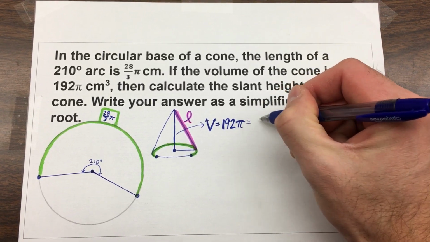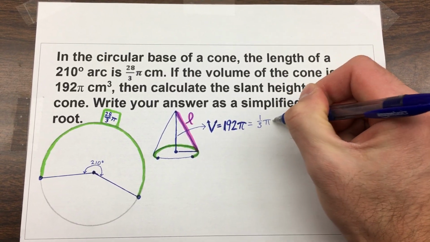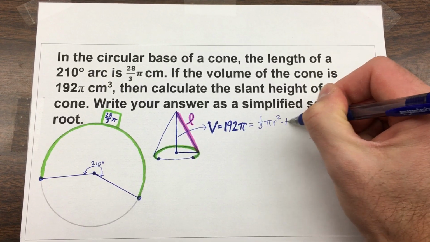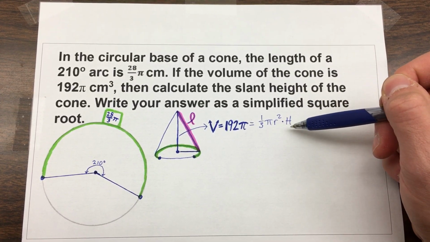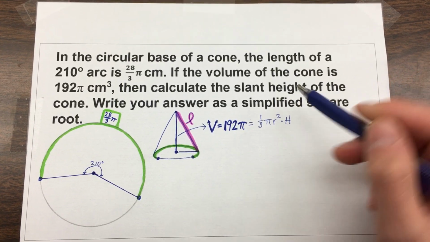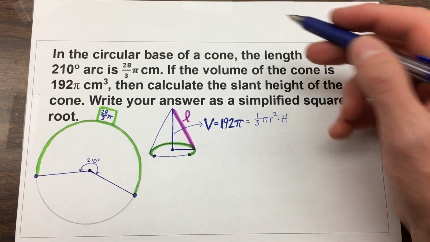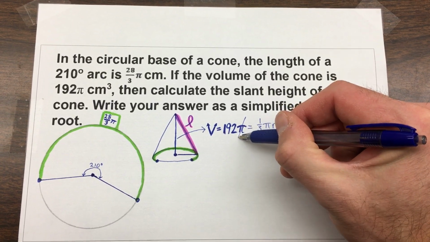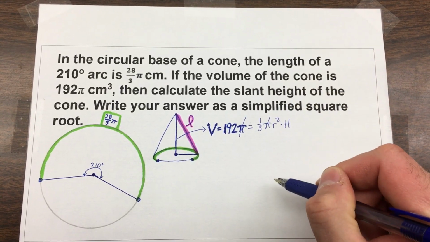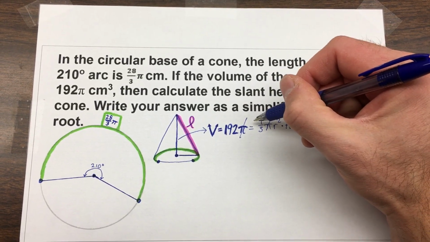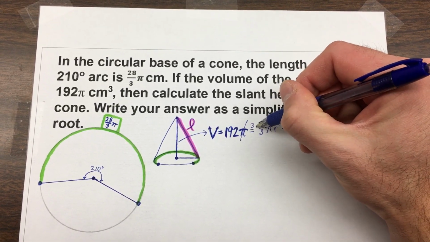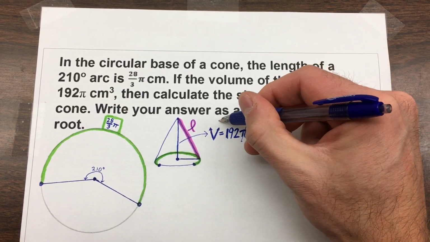So volume of a cone is 1/3 pi r squared times the height. But in this problem, I don't know what the radius is, nor do I know what the height is. So really, I'm kind of stuck at this point. One thing I could do is divide both sides by pi. And so then there's one less thing I got to worry about. I could even go ahead and multiply both sides by 3. So let's say we multiply both sides by 3 to get rid of this 1/3.